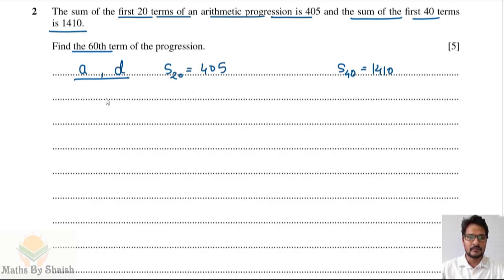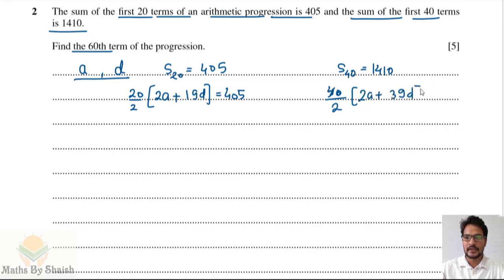So by formula, we have the formula in the formula booklet, that is n by 2 times 2a plus n minus 1 times d. So it becomes 20 over 2 times 2a, because we have the first term a, plus n minus 1, that is 19d, equals 405. And for 40, I will write it completely: 40 over 2, 2a plus 40 minus 1, that is 39d, equals 1410.